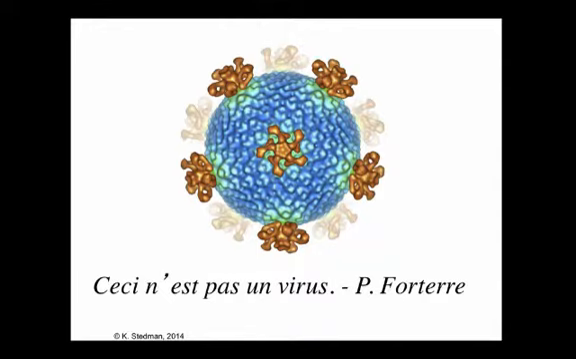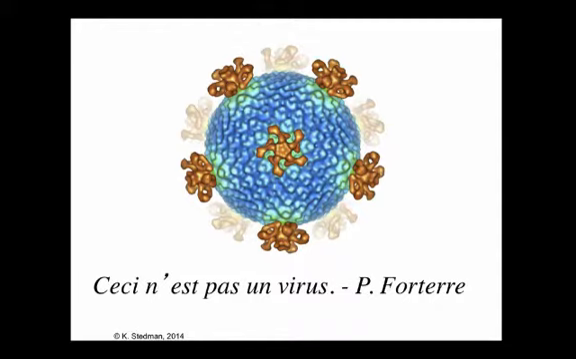Anyone know what that's a reference to? This is from "Ceci n'est pas une pipe" by René Magritte, a famous surrealist painter. But basically, the idea here is that this is just the extracellular form of the virus. It's that whole process of getting inside the cell, making more virions, and getting back out. That's the whole virus life cycle. So that's what viruses are.